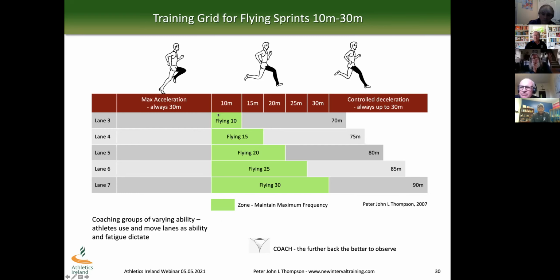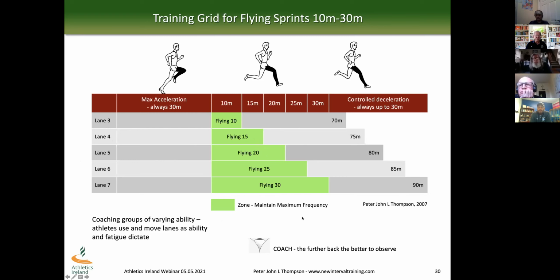And I can work with a group of varying ability. And I always start with what I know they can do. So I wouldn't put them all in the flying 30s and say, well, you can't do that, so go to 25. You can't do that, go to 20. I'll put everybody, depending on their performance abilities, maybe on flying 15s. So everybody does flying 15s. Those who are able to maintain their frequency well may try flying 20s.